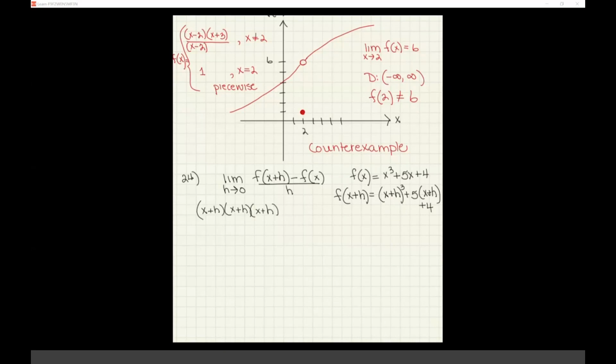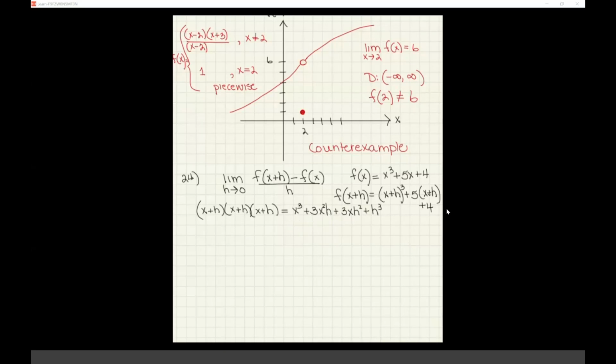Okay, do the FOIL. What you're going to get is x cubed plus 3x squared h plus 3x h squared plus h cubed. What's happening is the exponents on x are going down, 3, 2, 1, 0, and the exponents on h are going up, 0, 1, 2, 3. The coefficients are 1, 3, 3, 1. Again, I'm trying to speed things up because we're running out of time, but we did this once before.